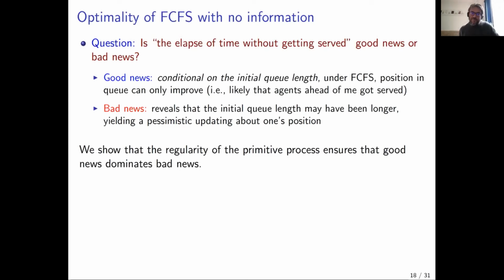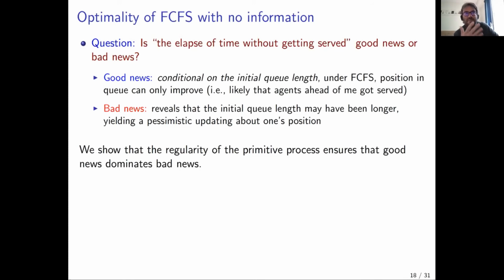But there's another force which is going to make me more pessimistic, which is that what I described here is conditional on the initial queue length. That's true that my position can only improve. However, my belief on my initial queue length may vary over time. And as time passes, I haven't been matched for a while. I haven't been served for a while. Well, maybe it's a signal that the initial queue length is much longer than what I initially thought. I thought with high probability it was 10. Now I haven't been matched for a long time. Well, maybe it's much longer than 10. And so this is a force which actually makes me pessimistic and drives my residual waiting time upward.